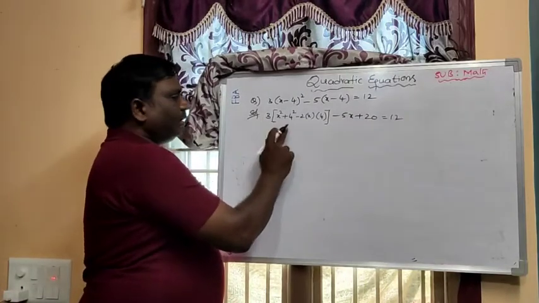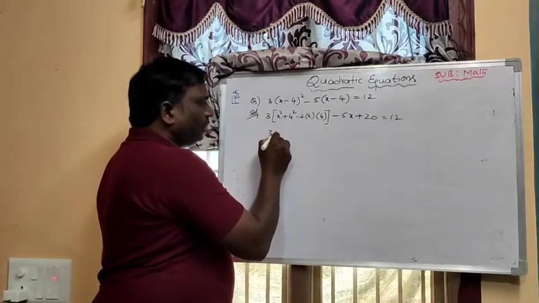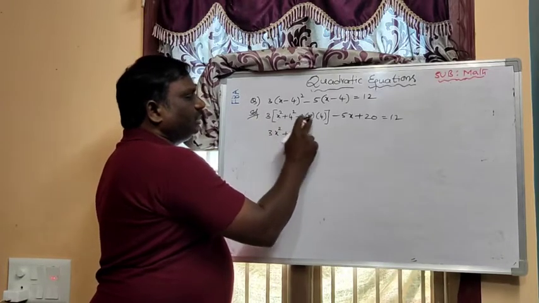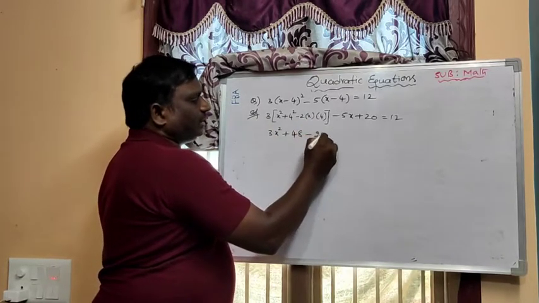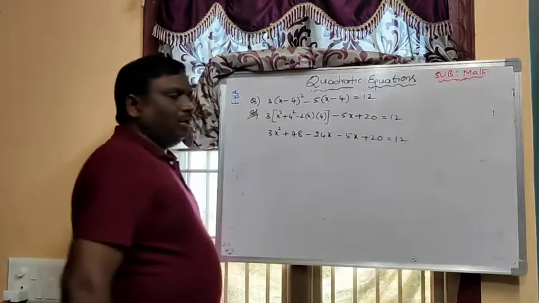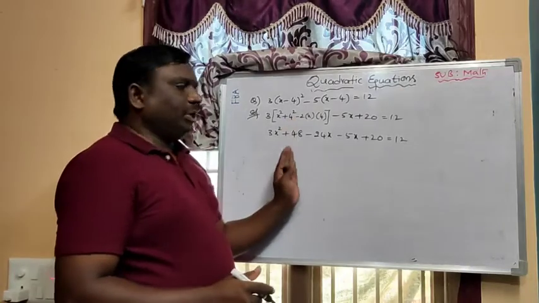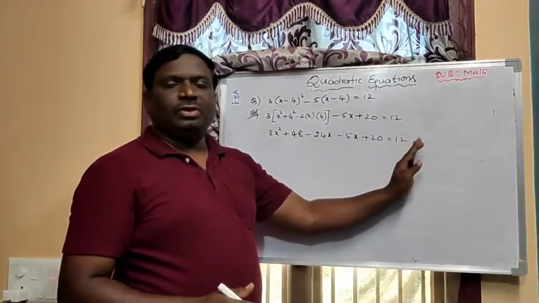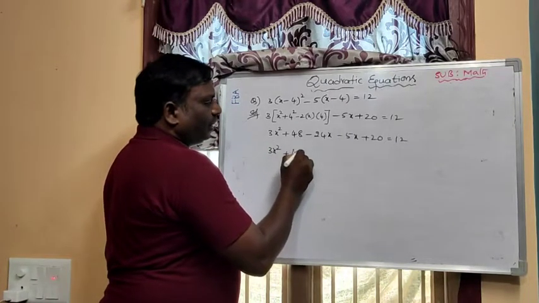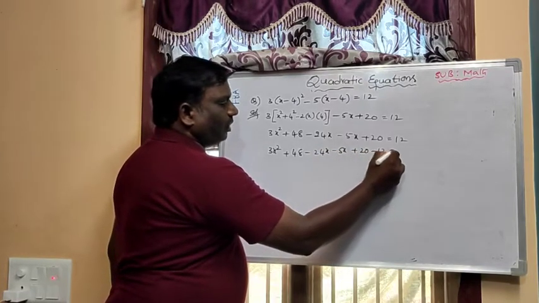Now multiply here. How many terms are here? 3 terms. Each and every term we have to multiply with 3. 3x². 4 fours are 16, into 3, 48. Minus 2 fours are 8, 8 threes are 24x. Minus 5x plus 20 equal to 12. What I said, all right hand side values we have to put on the left hand side, because the right hand side value should become 0. So 3x² + 48 − 24x − 5x + 20 − 12 = 0.